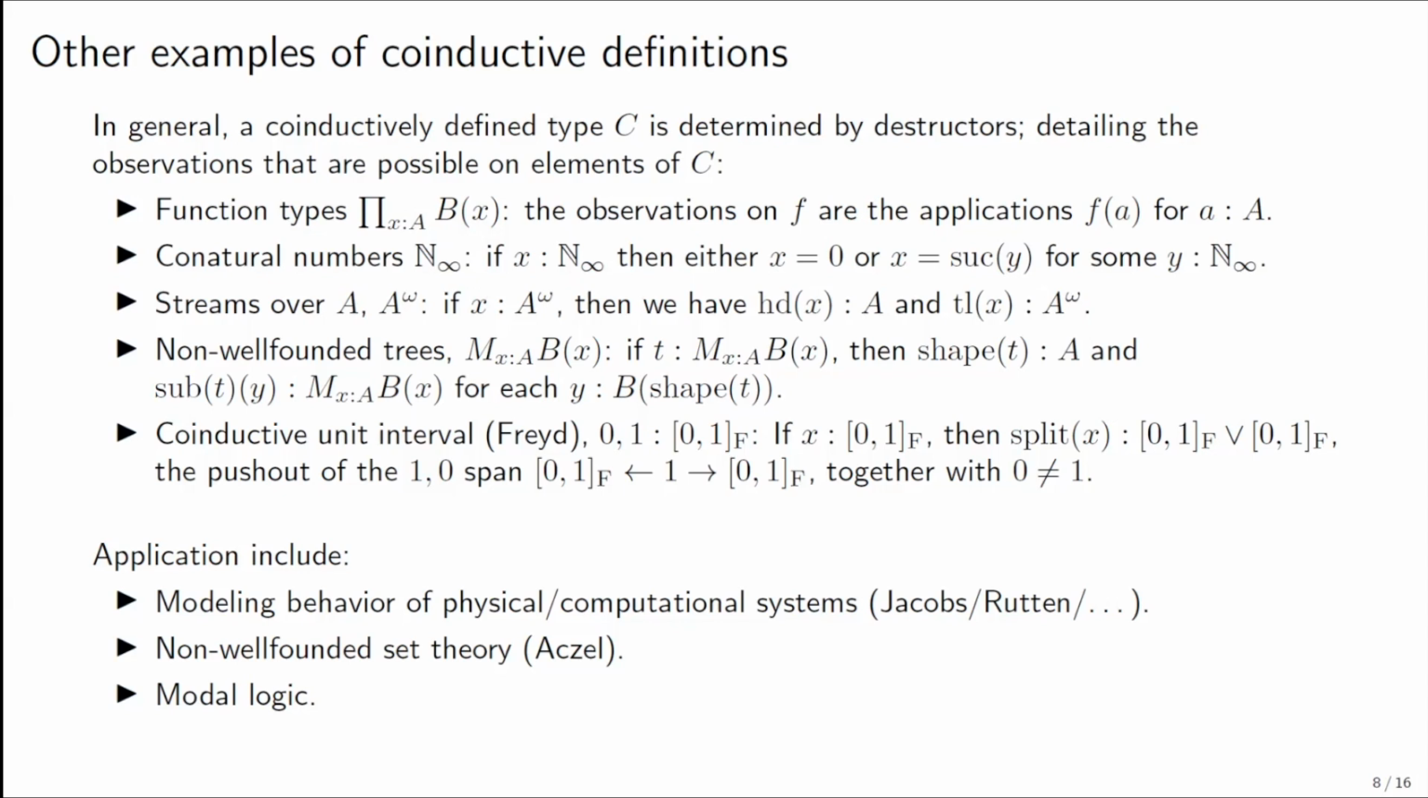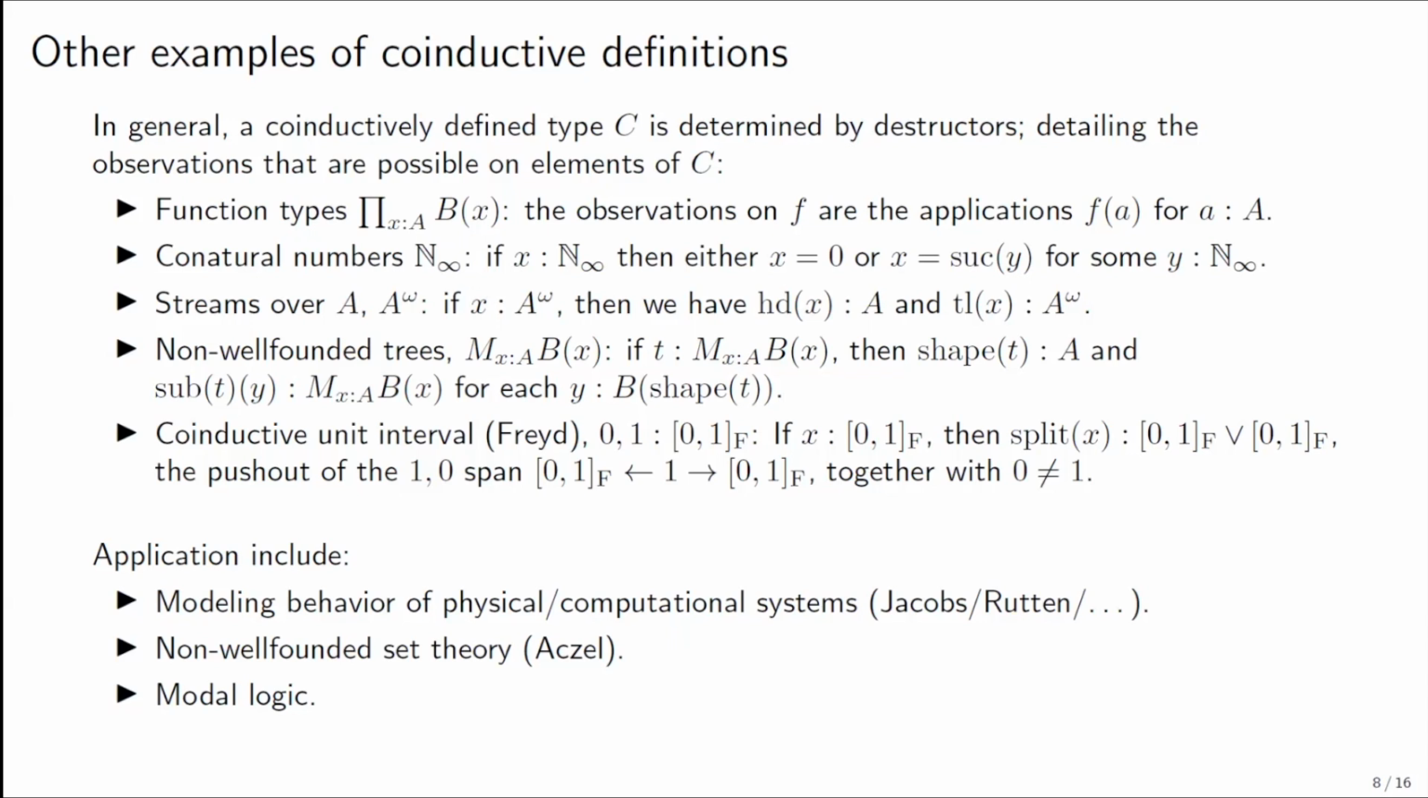More general still, you can do non-well-founded trees. So these are called M types because they are upside down W types. They're non-well-founded trees. And if you have an M type, an element, such a non-well-founded tree, then its shape will be an element of the type A. And for every element of B of this shape, you get a subtree indexed by that.